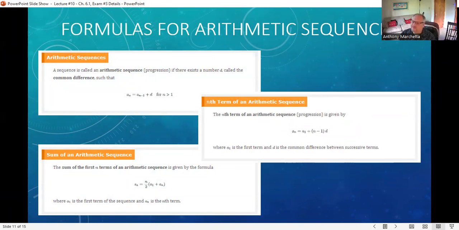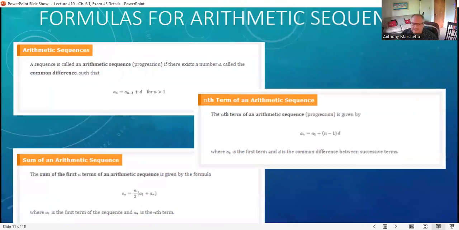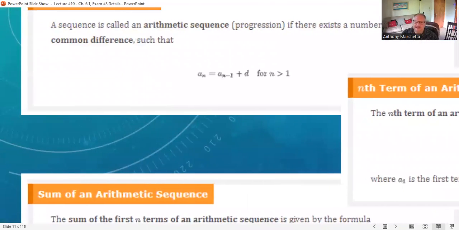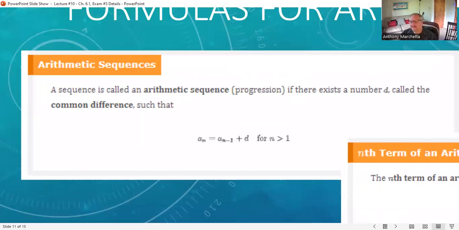First of all, we understand what an arithmetic sequence is, and we did discuss this. An arithmetic sequence is a progression, and there's a number d that you keep on adding. So in other words, whatever term you're looking at is the last term plus whatever that d is.